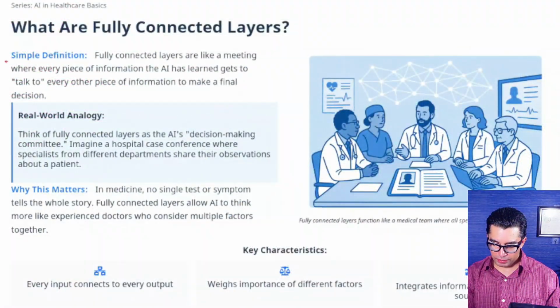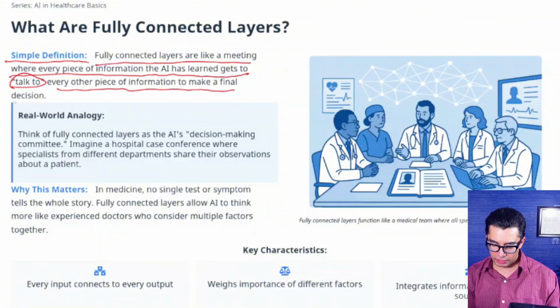Now, by simple definition, fully connected layers are like a meeting where every piece of information the AI has learned gets to talk to every other piece of information to make a final decision. Now, we have this committee over here. You can see different members of the committee right over here. And the real world analogy is a decision-making committee. So we already talked about this.